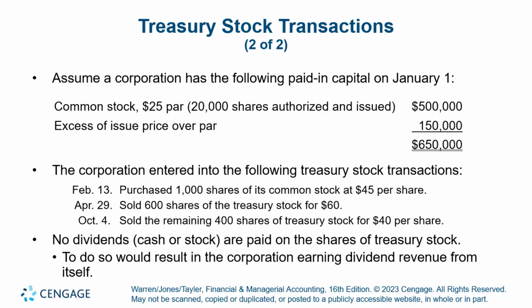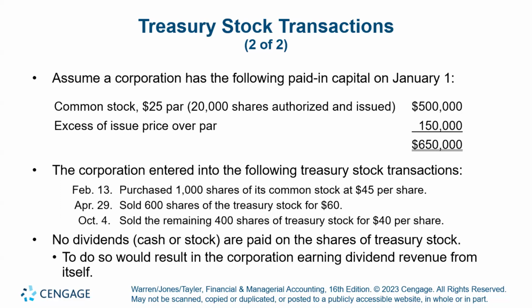So here's a corporation with the following paid in capital. They have common stock, $25 par, 20,000 shares authorized and issued. So $25 par times 20,000 is 500,000. And then any excess or additional paid in capital over and above the par was 150,000.